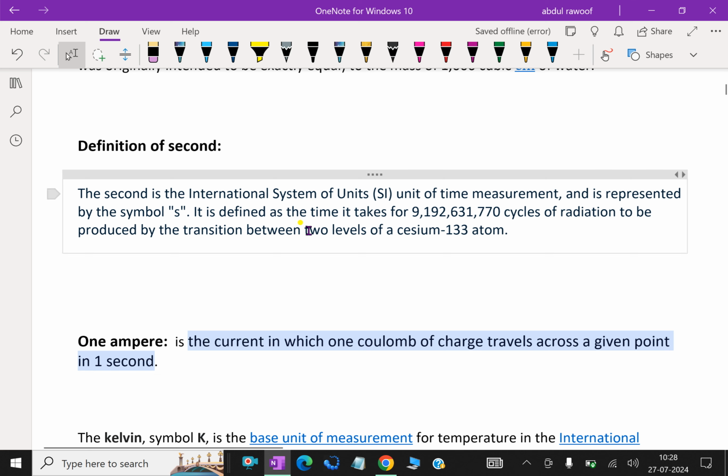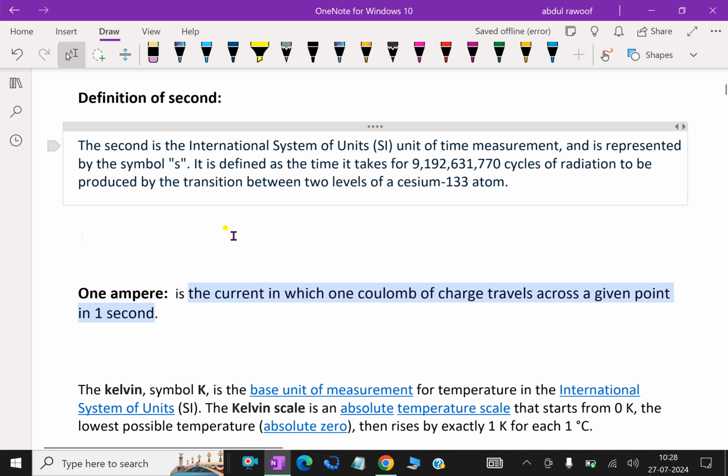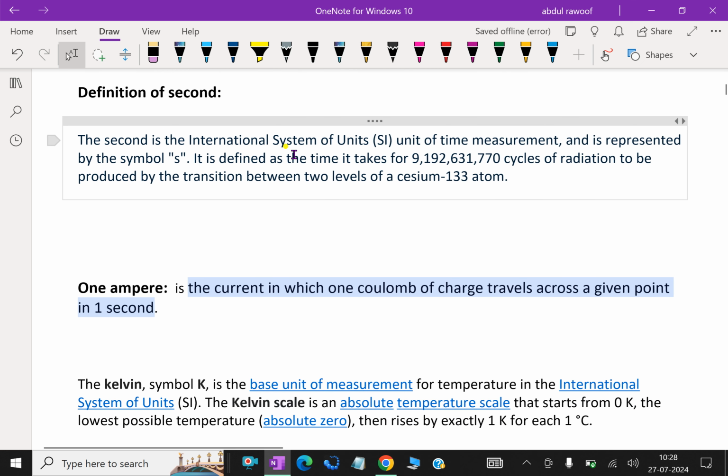Definition of second. The second is the SI unit of time measurement and is represented by the symbol s. It is defined as the time it takes for a fixed number of cycles of radiation to be produced by the transition between two levels of the cesium 133 atom. This is the basic definition.